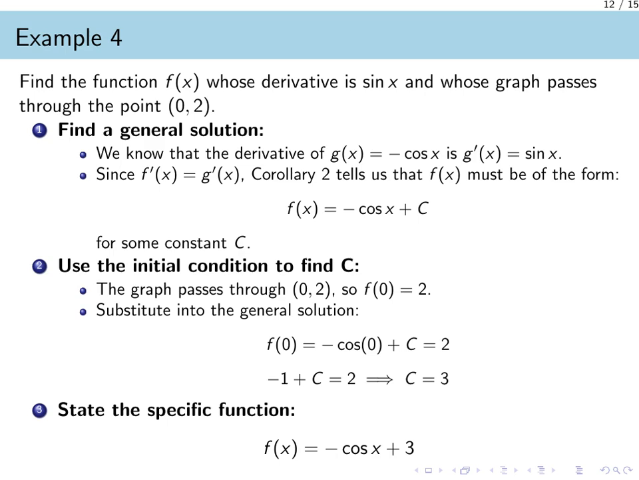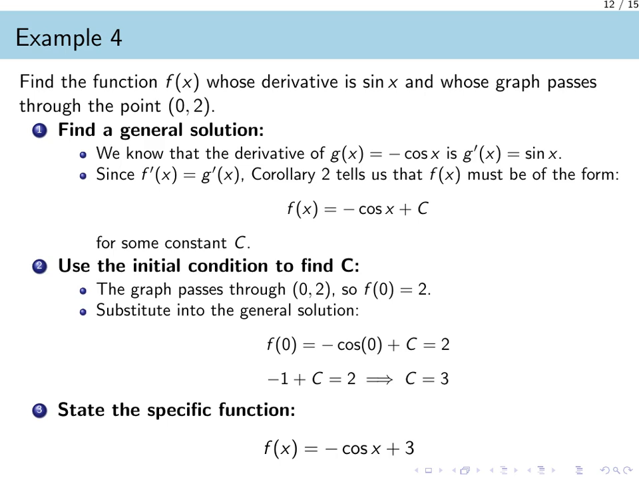We can now apply our corollary to solve a common problem, finding a specific function when we know its derivative and a single point on its graph. First, we need a general solution for a function whose derivative is sine of x. Since we know the derivative of negative cosine of x is sine of x, our corollary tells us that any such function must have the form f of x equals negative cosine of x plus some constant, c. This equation represents an entire family of functions.